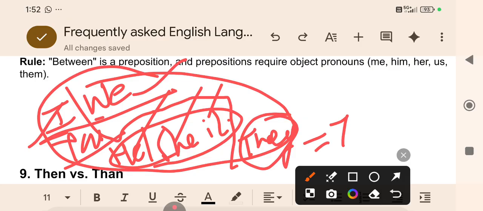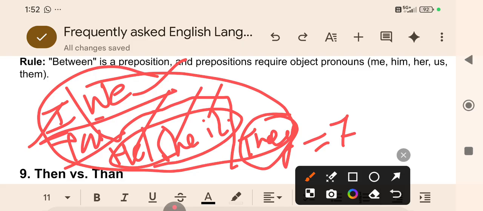These seven pronouns are called subjective pronouns because they are used as the subject in the beginning of the sentence or before the verb. Subject is always placed before the verb, because the subject is the doer. He will do something, she will do something. So the subject is the actor who does the action. So these are the subjective pronouns.